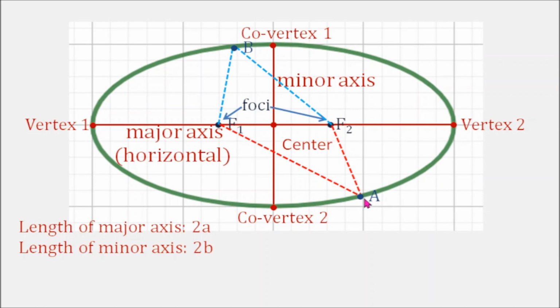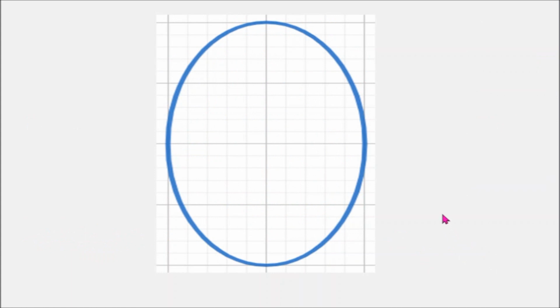The distance from A to F1 plus the distance from A to F2 equals the distance from B to F1 plus the distance from B to F2. So we can write AF sub 1 plus AF sub 2 equals BF sub 1 plus BF sub 2. Ellipse can also be elongated vertically like this.